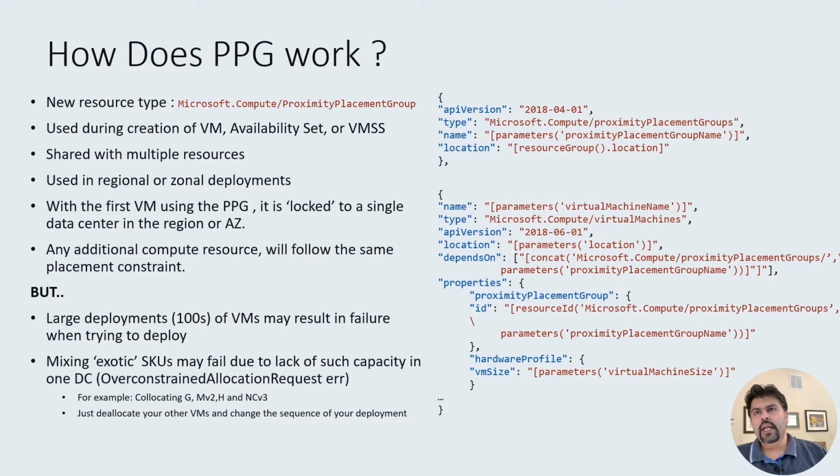Proximity placement group itself is a resource. You can create it on its own. You cannot create the proximity placement group when you are deploying your virtual machine. Then you need to create it upfront and then use it during your deployment. Or if you're using the ARM template, you can deploy it in the same deployment, but have the proper dependency for deployment.